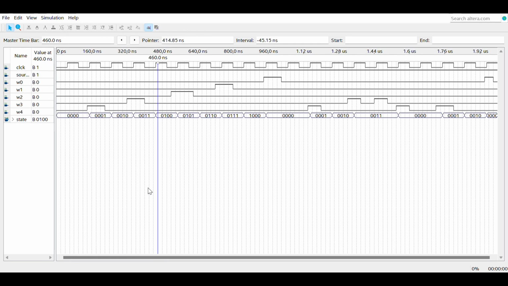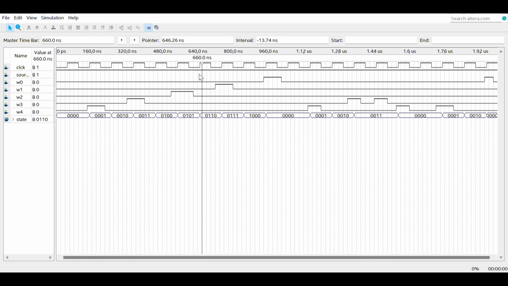And next clock, I put the input as W2. W2 means you press 3, and it will make you transition to state 5, right? 0, 1, 0, 1. Next one, this clock.